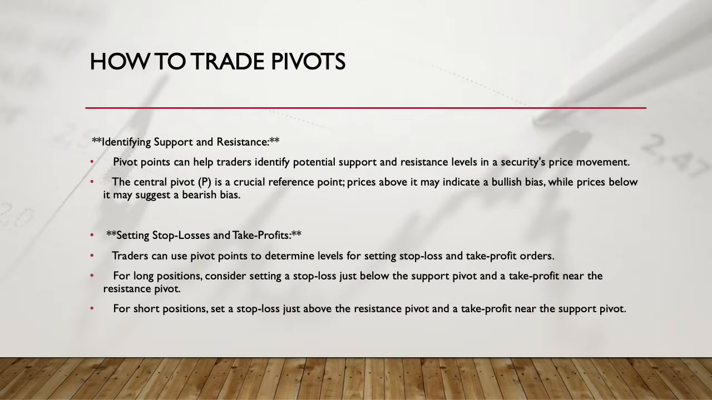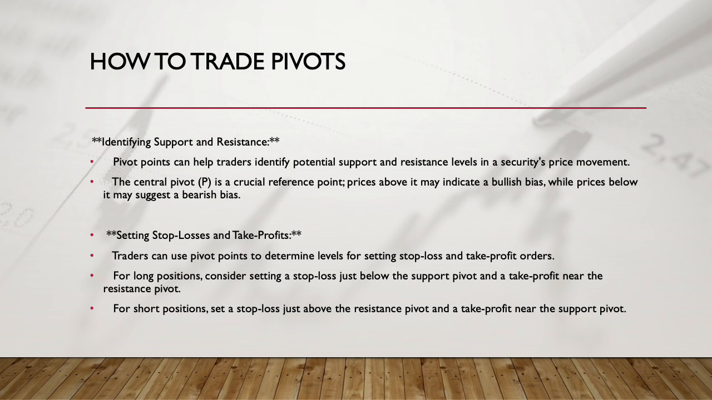How to trade pivots. Identifying support and resistance. Pivot points can help traders identify potential support and resistance levels in a security's price movement. The central point is a crucial reference point. Prices may indicate a bullish bias when above the pivot, while prices below may suggest a bearish bias.